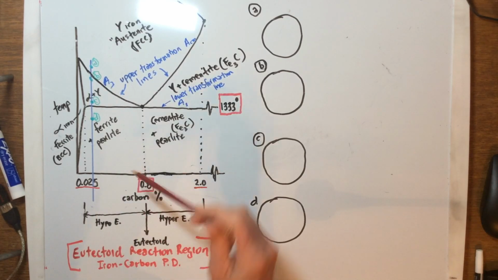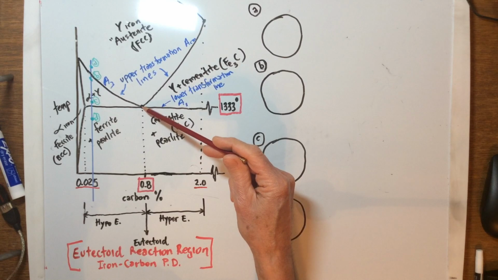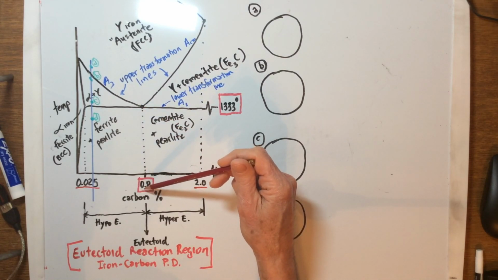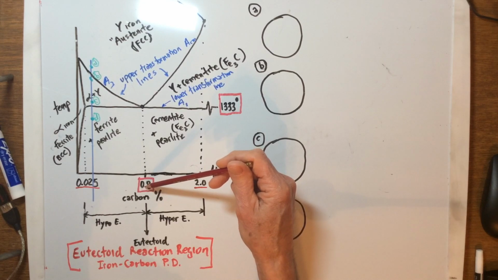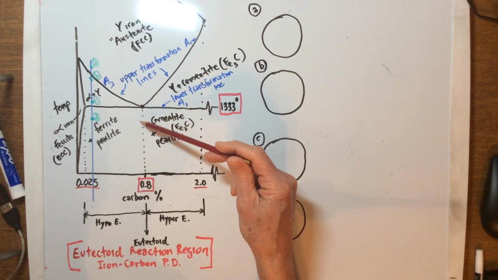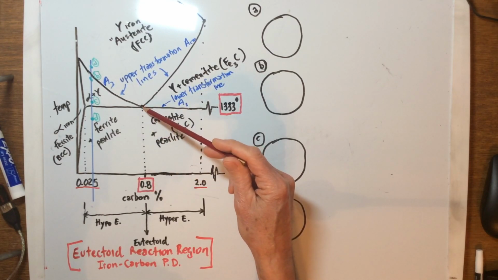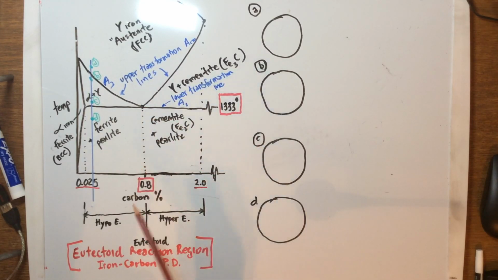Now, if the carbon content is exactly at 0.8%, that is what we call the eutectoid composition for steel. All of this, just a straight vertical line, all the way down, of course, if it's at 0.8%, it's going to be 100% pearlite structure. It's what they call the eutectoid phase of steel, or eutectoid steel.